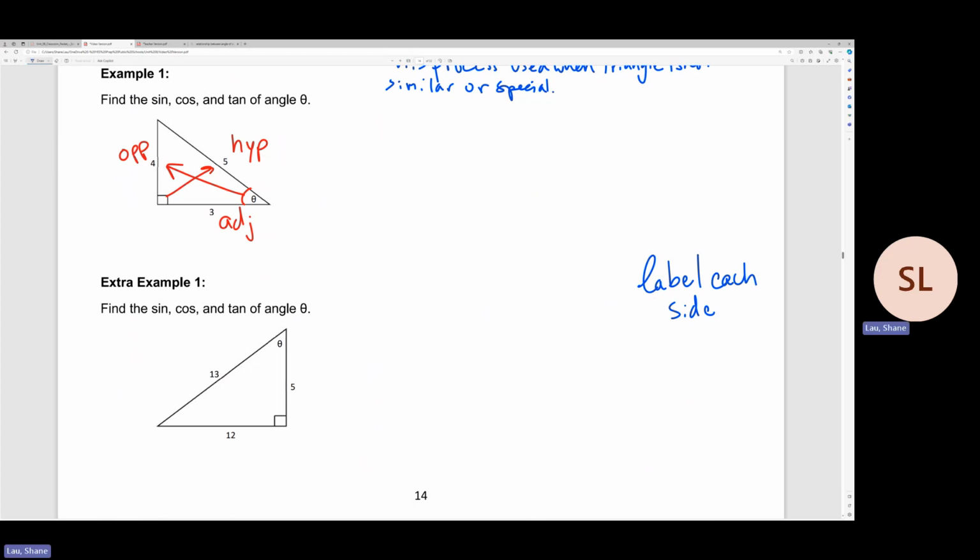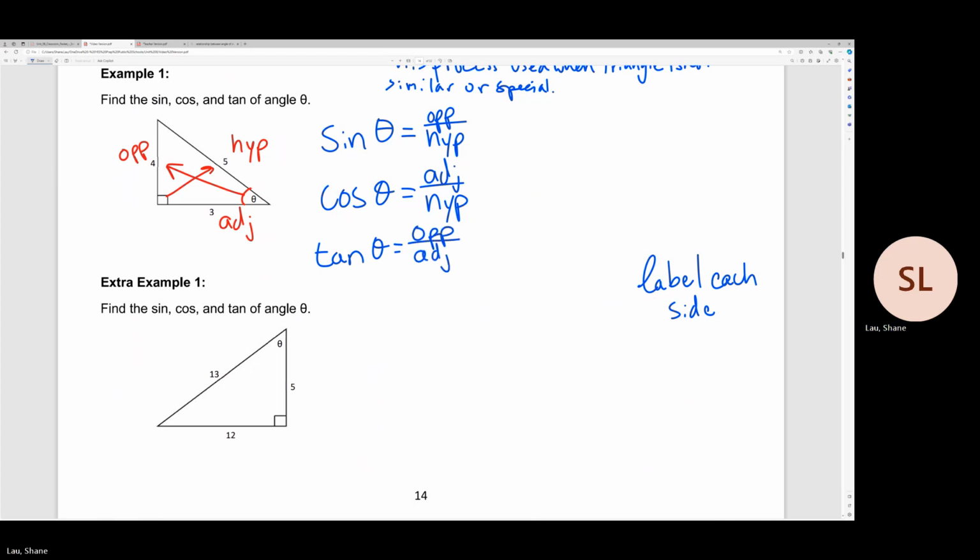Then, whenever we take our sine, cosine, and tangent, let's first start with sine of theta. Sine theta says we're going to take the opposite over hypotenuse. So we'll write opposite over hypotenuse. Cosine theta is equal to the adjacent over hypotenuse. And then our tangent is our opposite over adjacent. Like so.